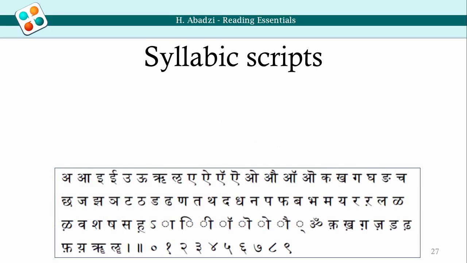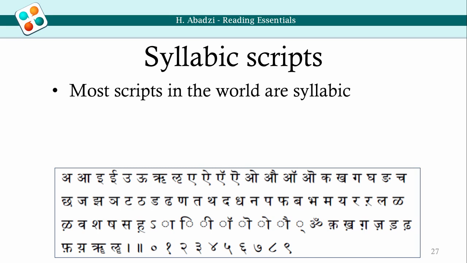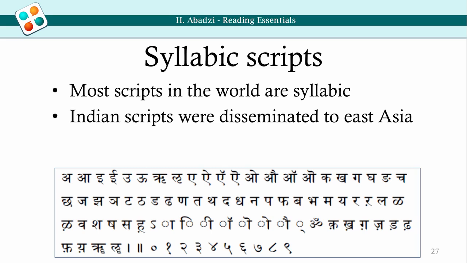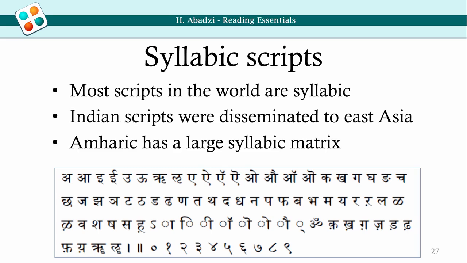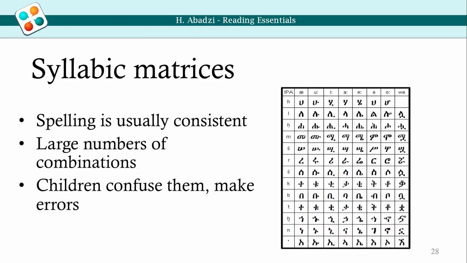Most alphabetic systems in the world are syllabic. Nearly all originated in ancient India and were disseminated to East Asia. They tend to be used for single languages. Syllabic scripts illustrate the human ability to learn from analogies.